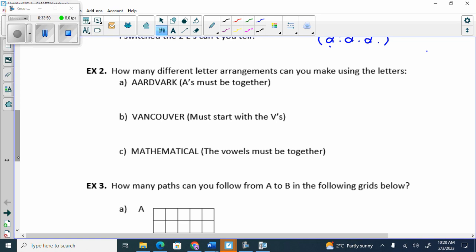So, if we take aardvark and the A's have to be together, we have A, R, D, V, A, R, K. We need the A's to be together. Well, the very first thing I do the moment I do this is I'll go 3 factorial, 2 factorial on the bottom. I do that before I even answer the question, because you're going to have to do that. Aardvark has 5, 6, 7, 8 letters.